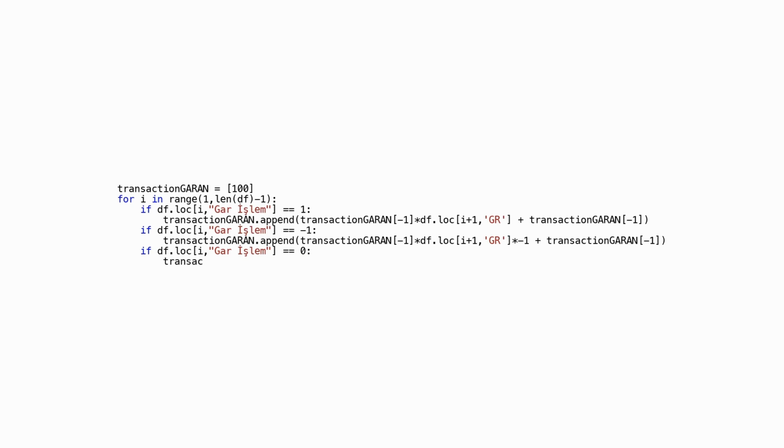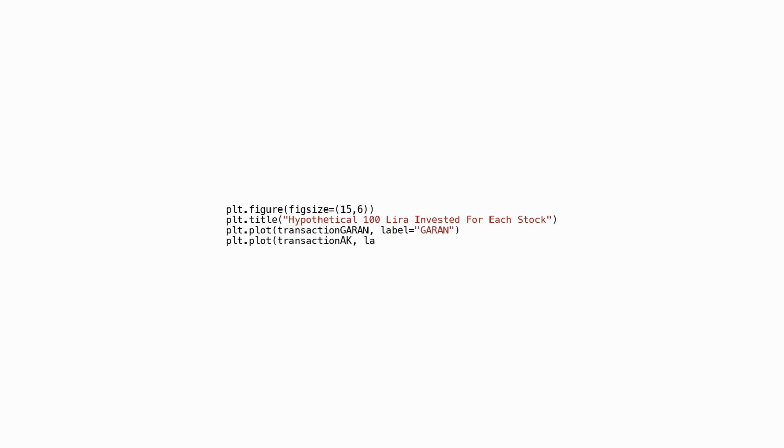Similarly, if the value of column GAR Ishlem is -1, the code appends the value of the previous transaction, multiplied by the value of column GR for the next row, and multiplied by -1 to account for a negative transaction amount. If the value of column GAR Ishlem is 0, the code simply appends the value of the previous transaction. This process continues for each row in the data frame, updating the transaction GARAN list with the latest transaction amount and overall profits for the company.